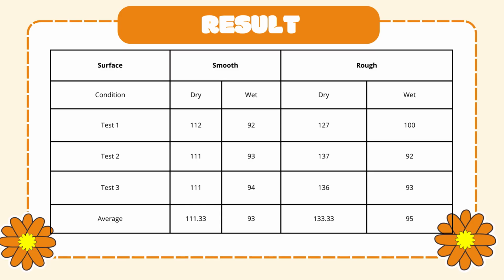For the rough surface, the average value in dry condition was 133.33, which is the highest reading in this test. Meanwhile, the average value for the rough surface in wet condition was 95. This also shows that the wet condition reduced the skid resistance value. Overall, the rough surface in dry condition gives the highest skid resistance, while the smooth surface in wet condition gives the lowest skid resistance.